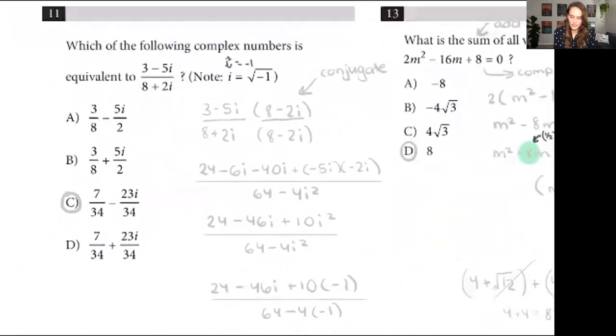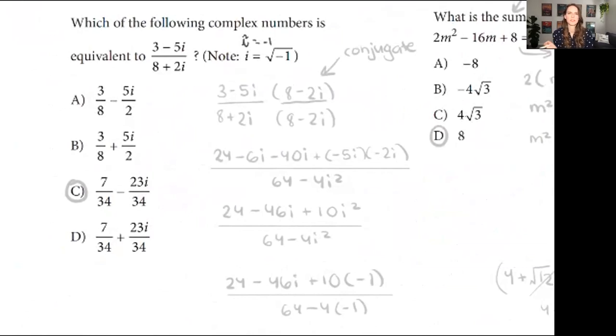Let's say we have a question like this in a calculator section. So which of the following complex numbers is equivalent to that expression? If you could not use a calculator, you would have to multiply both the numerator and the denominator by the conjugate. But if this was in the calculator section, I could open up parentheses in my calculator and put 3 minus 5, and then your i is down here next to the period. So you would do second i, and then divide that by 8 plus 2i, like so.